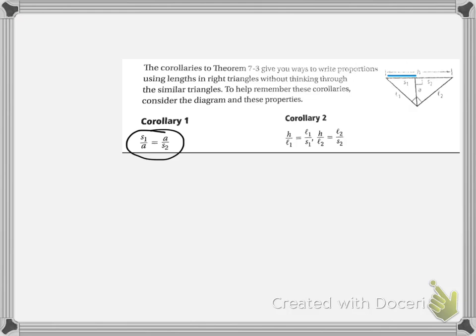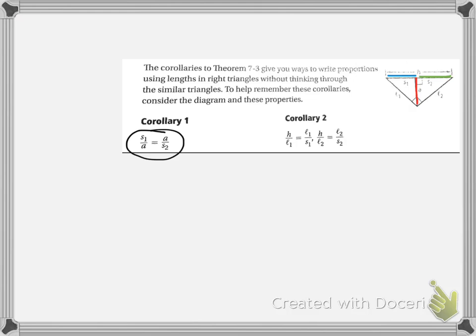And so you can see from this first corollary that if you take one of the parts of the big hypotenuse and put it over the altitude, that's going to be equal to the altitude again over the other part of the hypotenuse. So that's going to be one of the proportions you can use to solve for these unknowns in those triangles on worksheet G.SRT.5, worksheet number 1, I believe, was the one I was looking at.